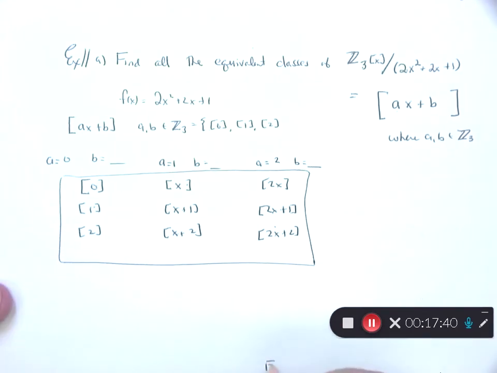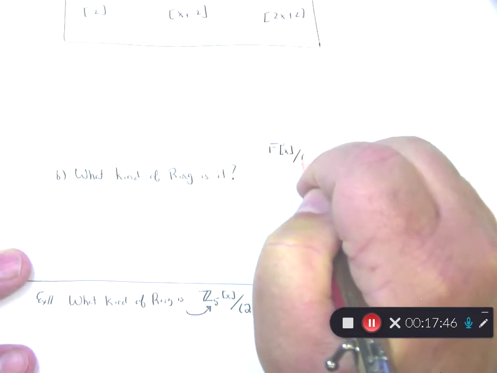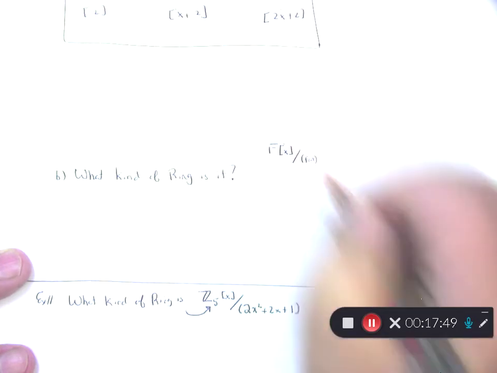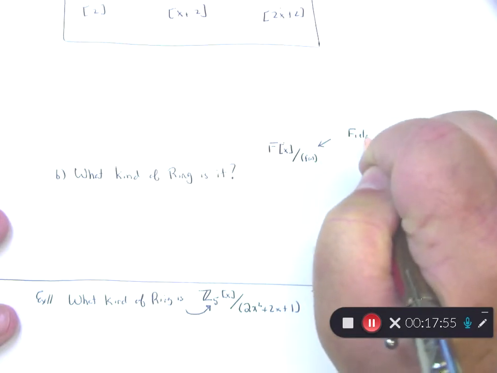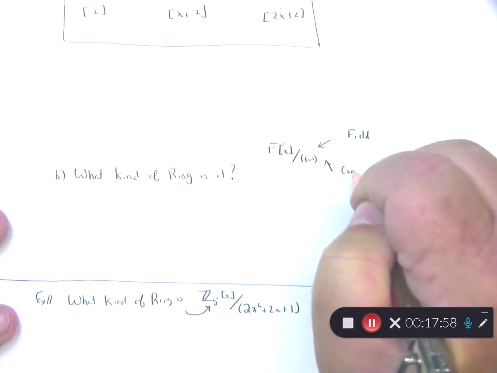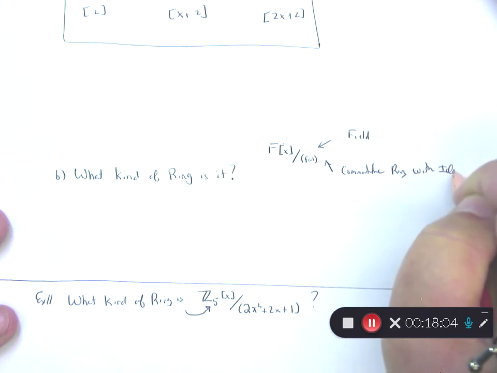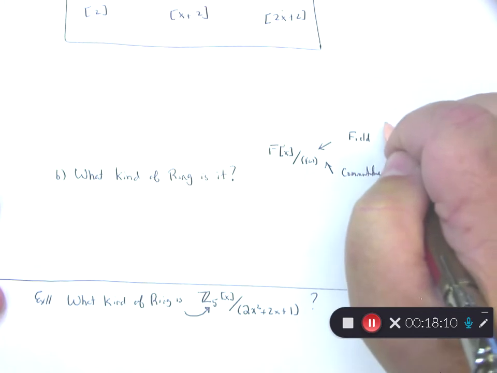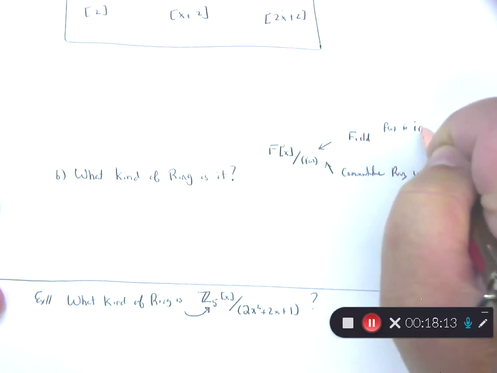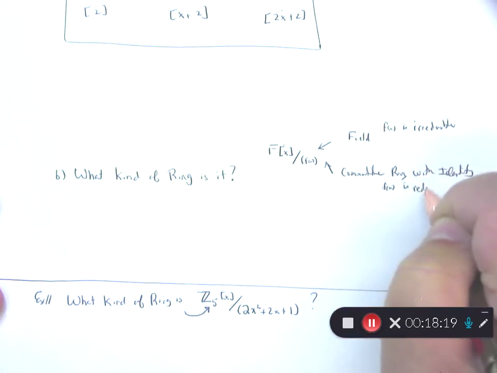Now, what kind of ring is it? Well, we now know that when I take a field adjoined x, modded out by any kind of polynomial f of x, this congruence class is going to be either a field, or a commutative ring with identity. Those are my 2 options. And how do I know? It depends on if f of x is irreducible or if f of x is reducible.